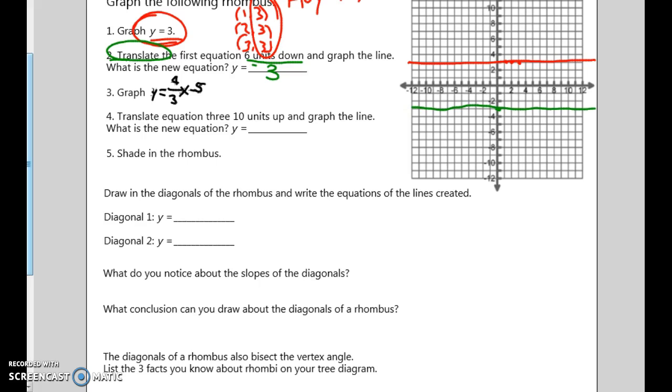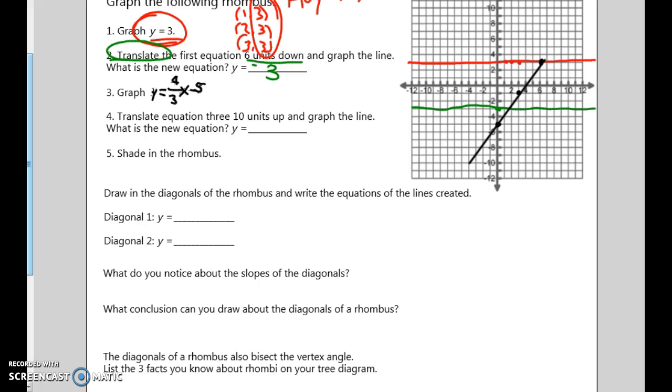At negative 5. That's my y-intercept. Let's put a point. And then what would I do? Good. Up 4 and over 3. I'm using that slope. 1, 2, 3, 4. 1, 2, 3. Here's my next point. 1, 2, 3, 4. 1, 2, 3. So that means that that line now looks like this right here. Are we good?